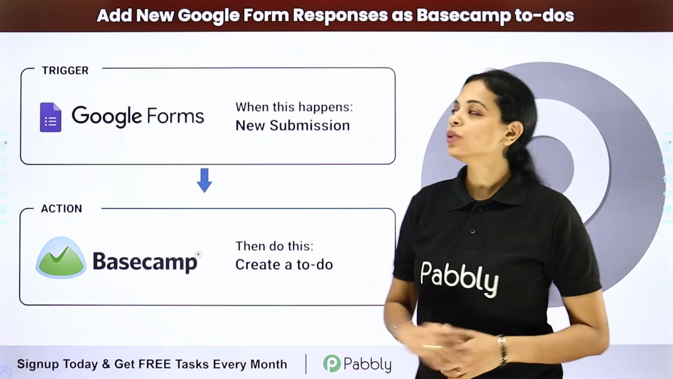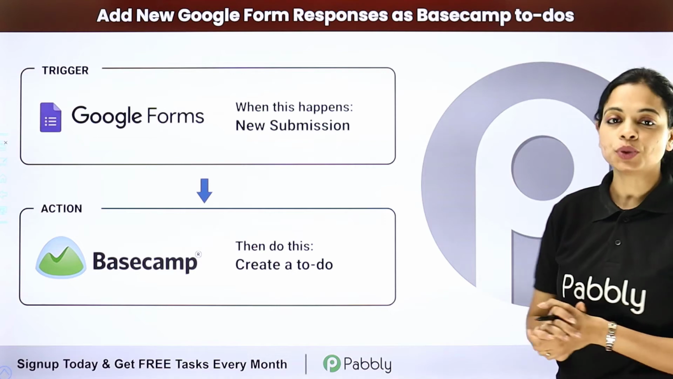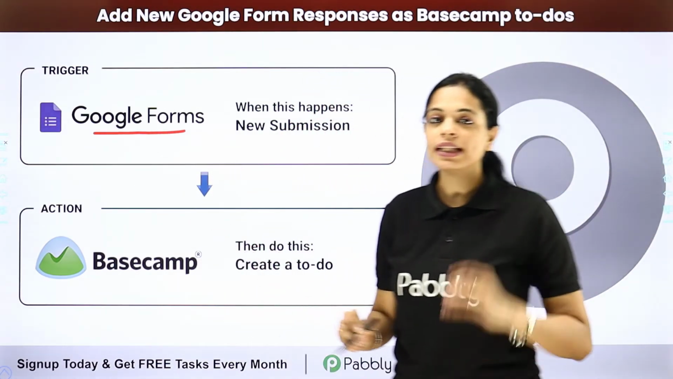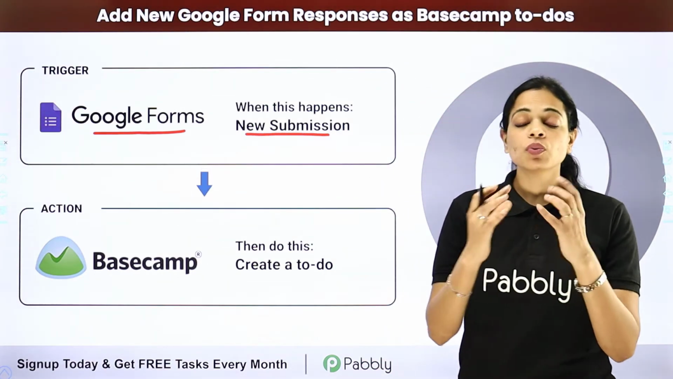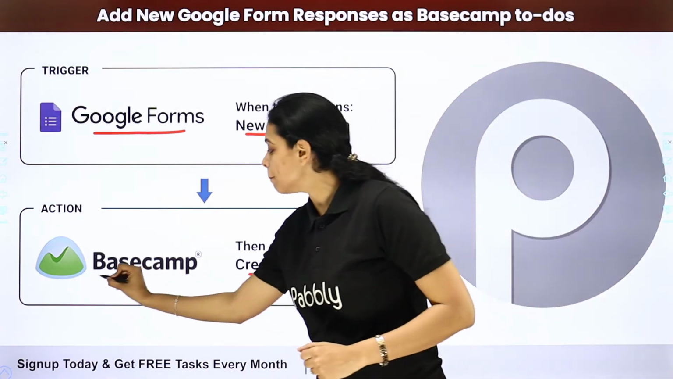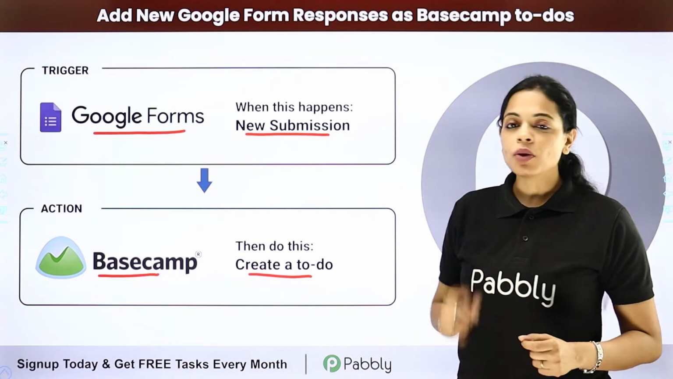In this video, we are going to see how to add new Google Forms responses as Basecamp to-dos. So let's say that you're using Google Forms as a form builder application, and every time you receive a new response after submission, with the information received, you want to create a to-do in Basecamp, which is a team collaboration and project management software. Now, how can this be done?